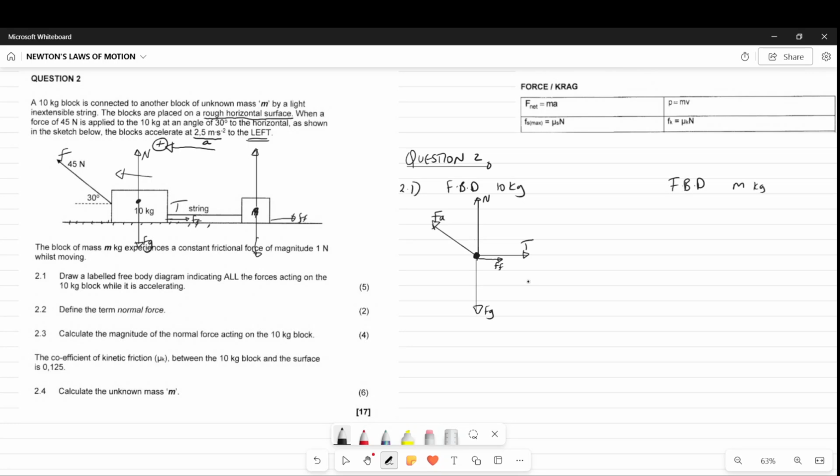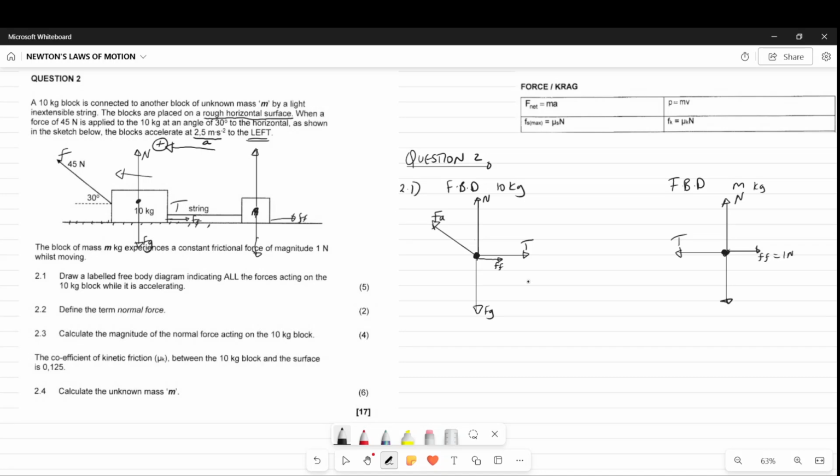MKG, right? So now over here we're going to be having Fg, and then normal force, and then tension in the string. So this is tension, this is normal force, and then you're gonna be having frictional force. So remember, friction always make it a little bit small, right? So now they say the block of mass m experiences a constant frictional force of magnitude of 1 Newton while moving. So now we know over here it's 1 Newton.